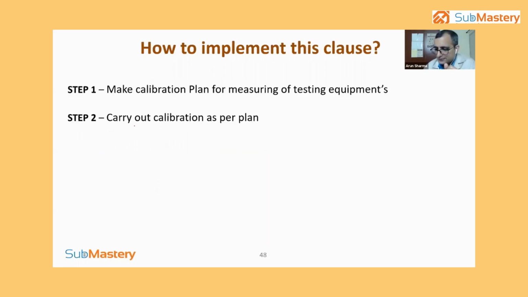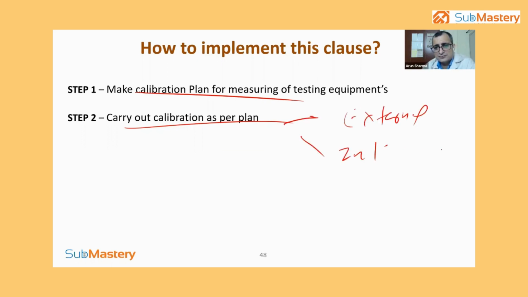Okay, so how this needs to be implemented: make a calibration plan and carry out the calibration as per plan. Identify whether the calibration should be carried out externally, or whether the calibration should be carried out internally. This is what you need to identify.